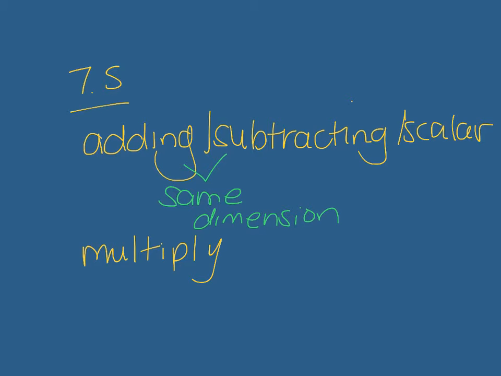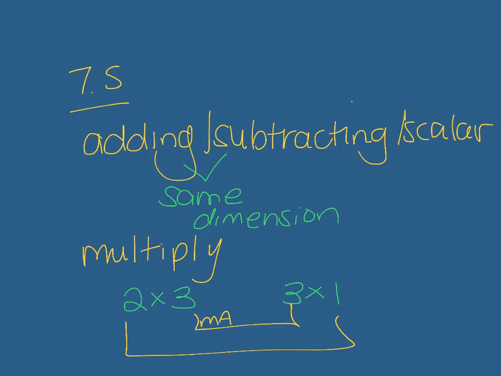And multiplying, what are you looking for? That the outsides are the same? Other way around. Inside same, outsides are the answer, right? Yes. So if I have a 2 by 3 and a 3 by 1, I can multiply them. The insides match. The outsides give me my result. So insides have to match, and the outside is the result.